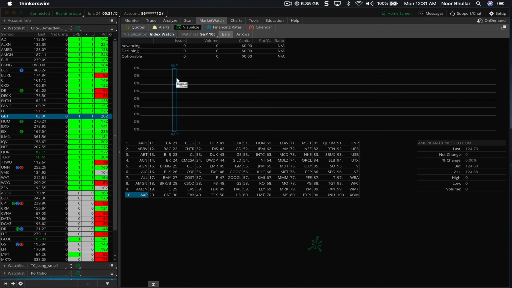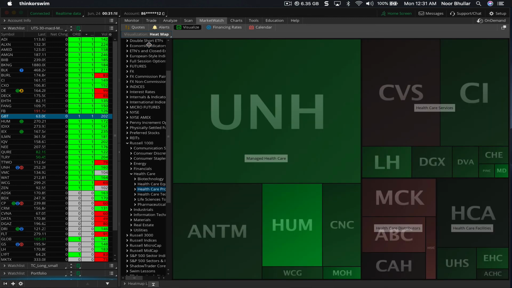So this is a fairly useful feature, and so make sure you select the index watch. By default, it is set to the heat watch, but you can also select the index watch, and then from the public list select the S&P 500 or any other list that you find useful and follow.